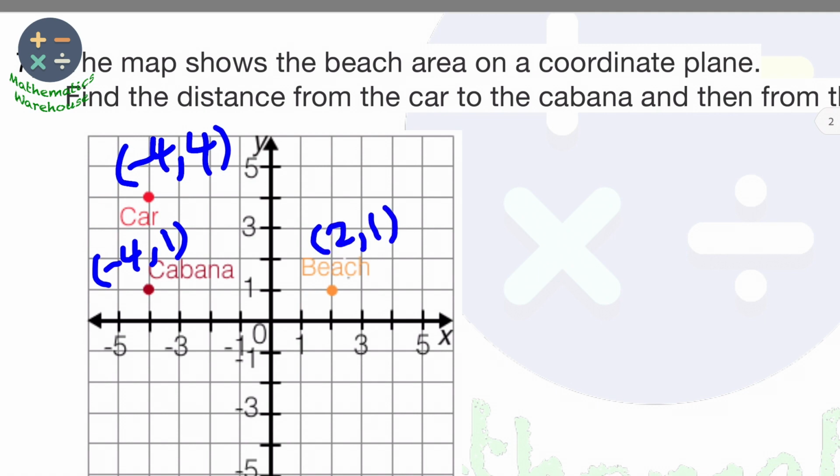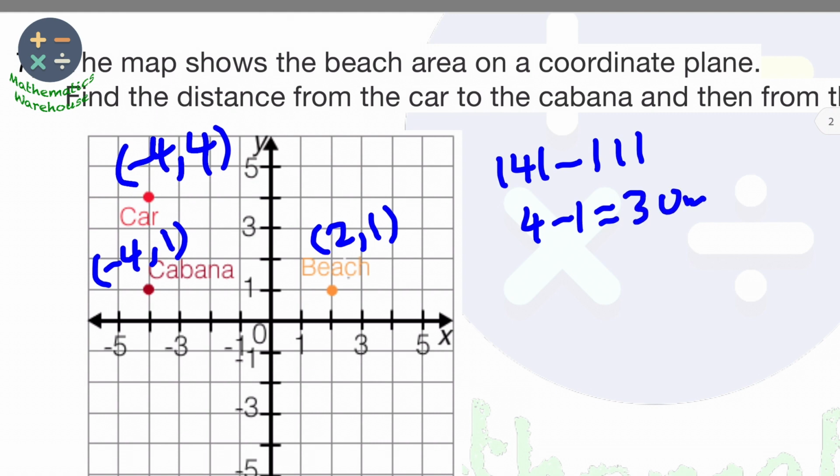So now the distance between the car and the cabana. Here the x coordinate is the same, so the difference is in the y coordinate. They have the same sign, so we're gonna subtract. So the distance between the car and the cabana is the absolute value of 4 minus the absolute value of 1. We're gonna subtract because they have the same sign. So it's 4 minus 1, which is 3 units. Even if you count here 1, 2, 3 units.